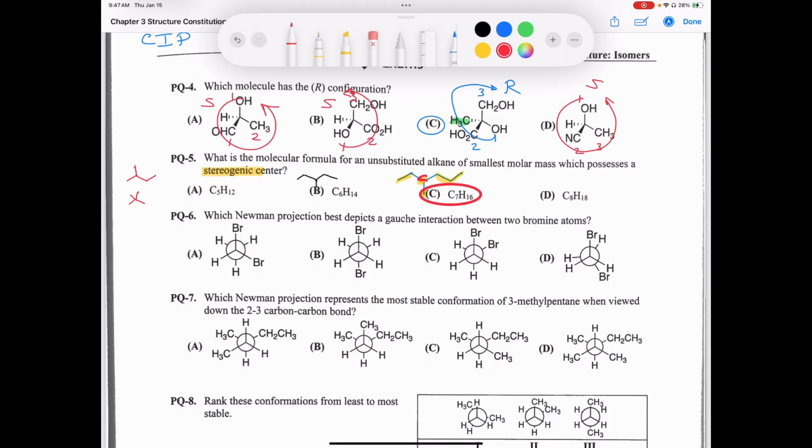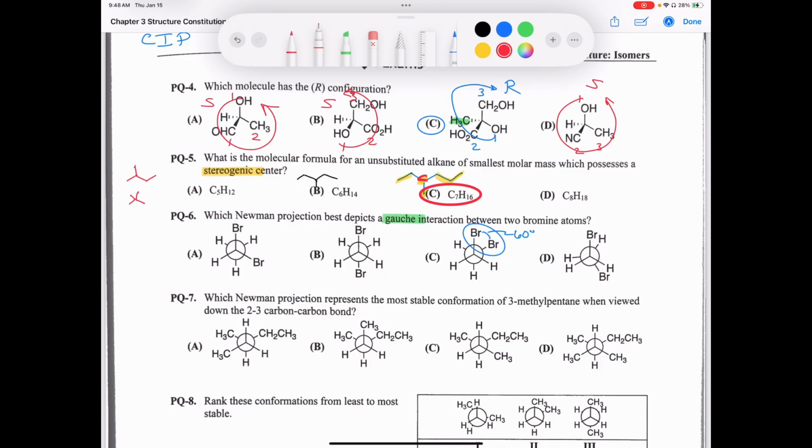All right, number 6, which Newman projection best depicts a gauche interaction between two bromine atoms? So remember, a gauche interaction is when we look at our Newman projection and we have a dihedral angle of 60 degrees between two substituents. And so you can see that here we have the two bromines that are gauche to each other, right? Remember, this dihedral angle here is 60 degrees. Okay, so that would be a gauche interaction.